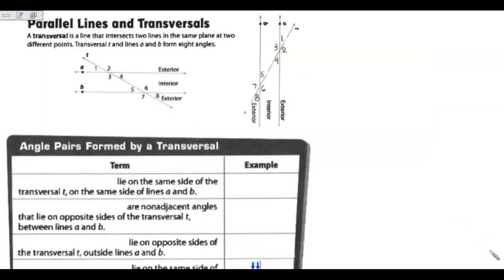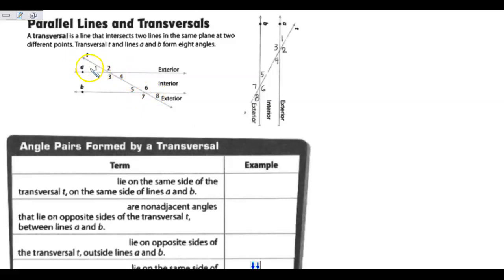So we have parallel lines and a transversal. A and B are parallel lines. Line T is my transversal. It cuts through both lines. Now, because these are two parallel lines, the angles of this transversal section are going to be the exact same as this transversal section, okay?